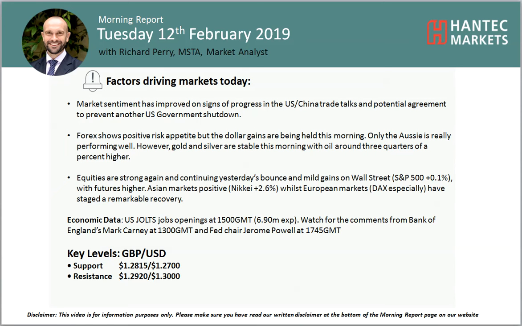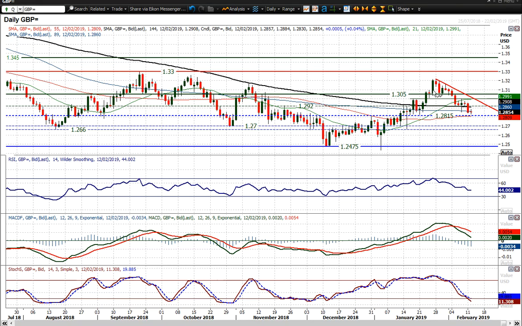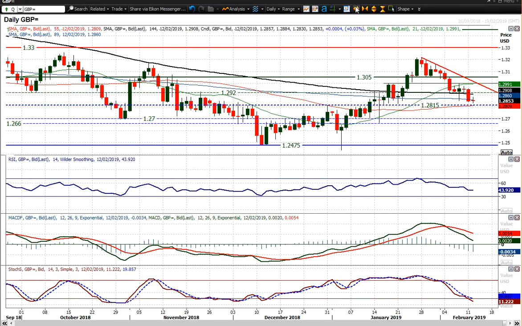Tuesday 12th of February. Let's have a look at cable, which is again another market that is under pressure from this stronger dollar. Weaker sterling was certainly not helpful yesterday either, but it stabilised to an extent today. But certainly that negative candle from yesterday's session took us decisively back below 129.20, which was an old pivot.